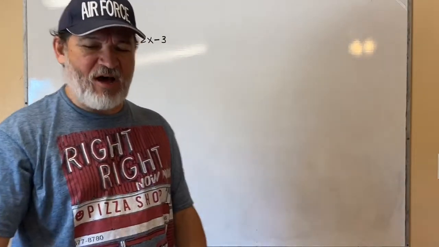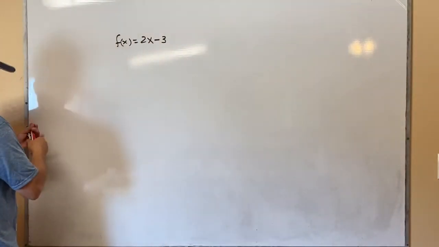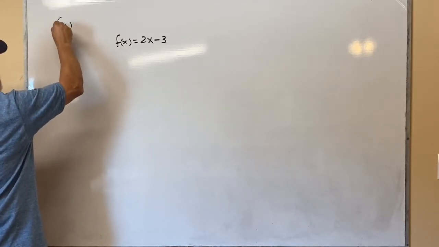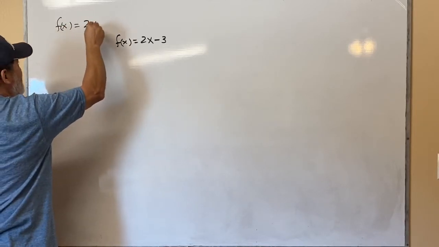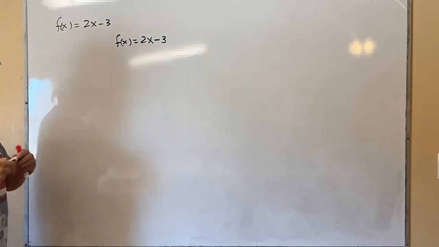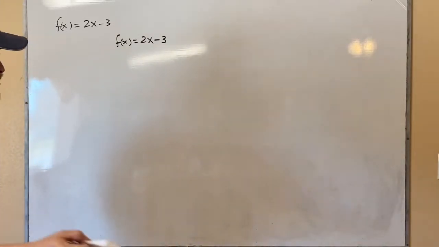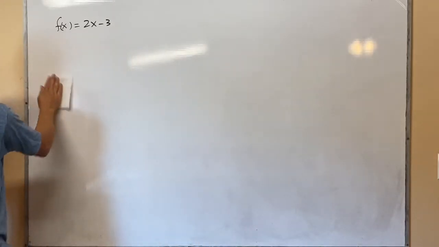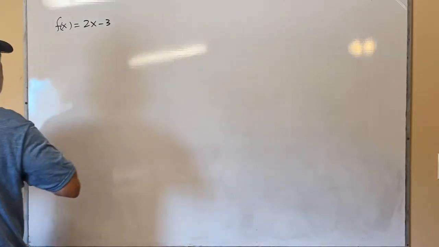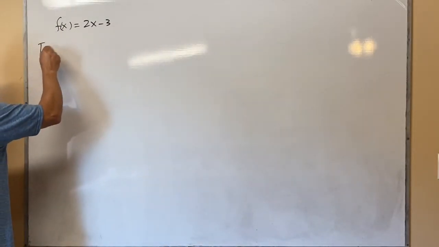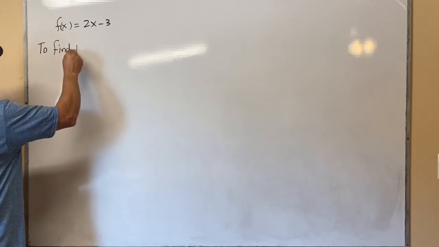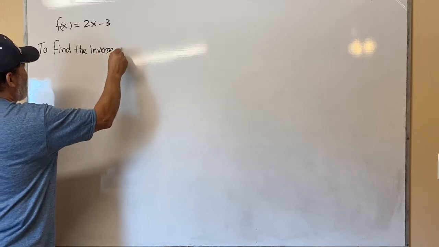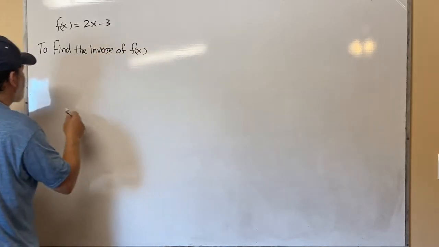Okay, so now let's find the inverse. So here's the function. So the function is f of x equals 2x minus 3. To find the inverse of f of x, let me show you how. To find the inverse of f of x.